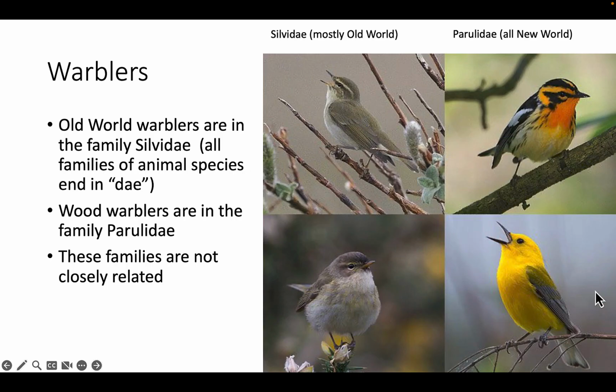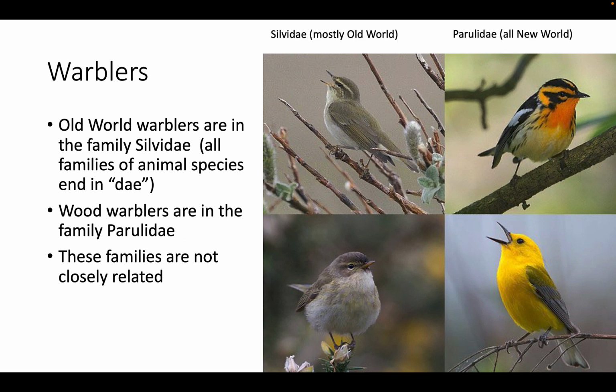So warblers, now I'm referring to as wood warblers, and that's to differentiate them from what are called Old World warblers. Old World warblers are in the family Sylviidae, and New World warblers are in the family Parulidae and are more properly called the wood warblers. Now you'll note that both of those words end in IDAE, and that's one thing that you'll learn in taxonomy is that all animal family names end in IDAE.